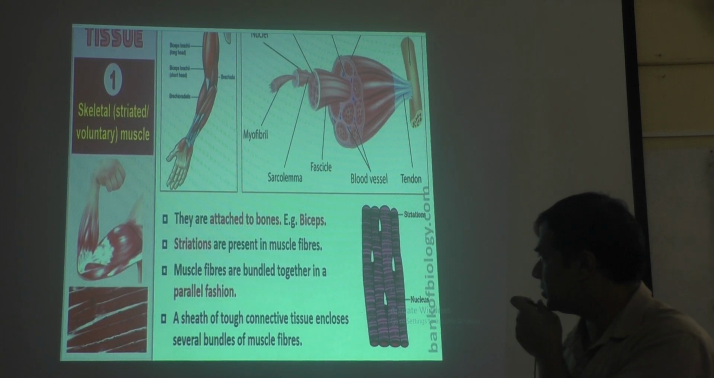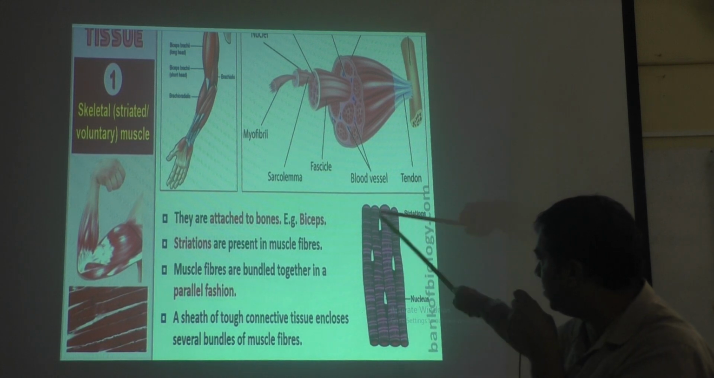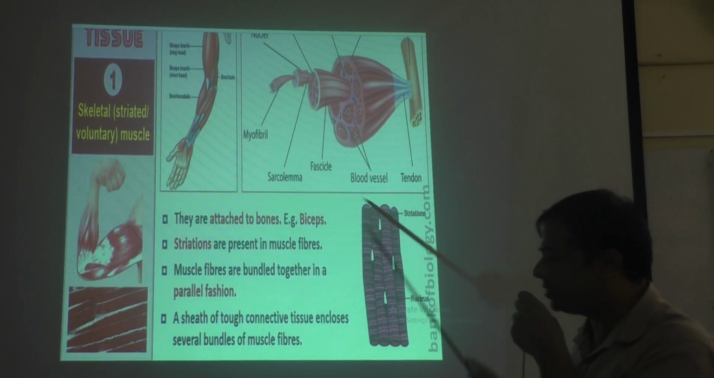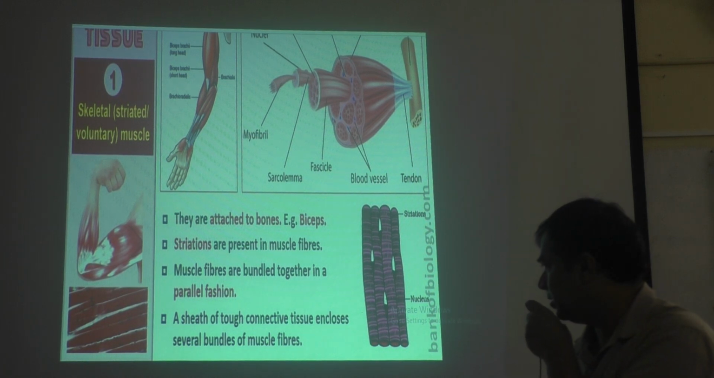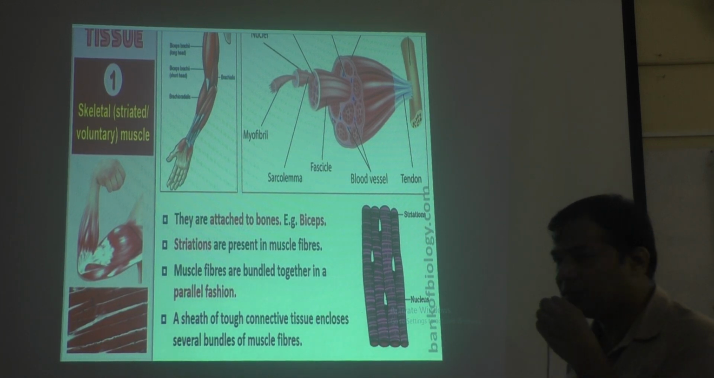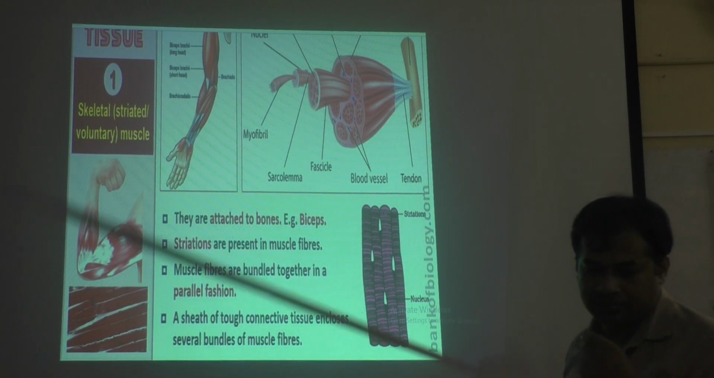And muscle fibers are bundled together in a parallel way. You can see this is one muscle fiber, this is another, a third, a fourth. There are four muscle fibers, all arranged parallel to each other. A sheath of tough connective tissue encloses several bundles of muscle fibers. Collagen fibers are inside this tough connective tissue within the muscles.